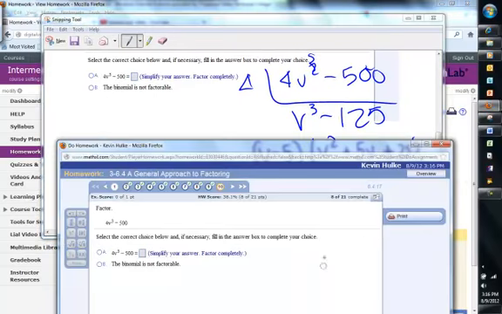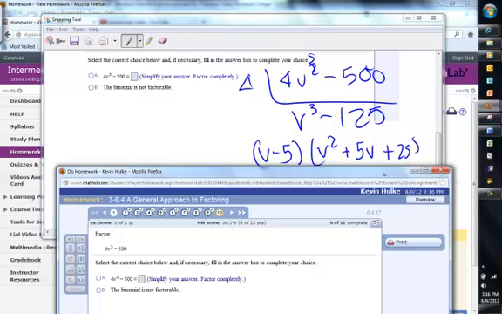So our factored form is 4 parentheses v minus 5 parentheses v squared plus 5v plus 25. Next one.